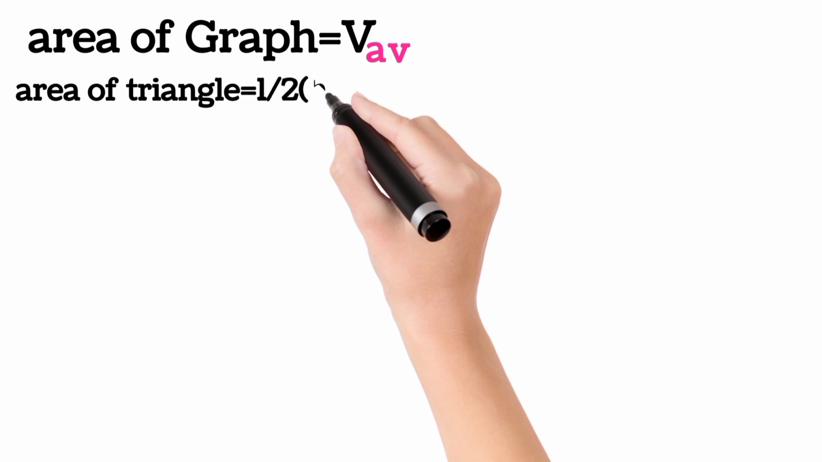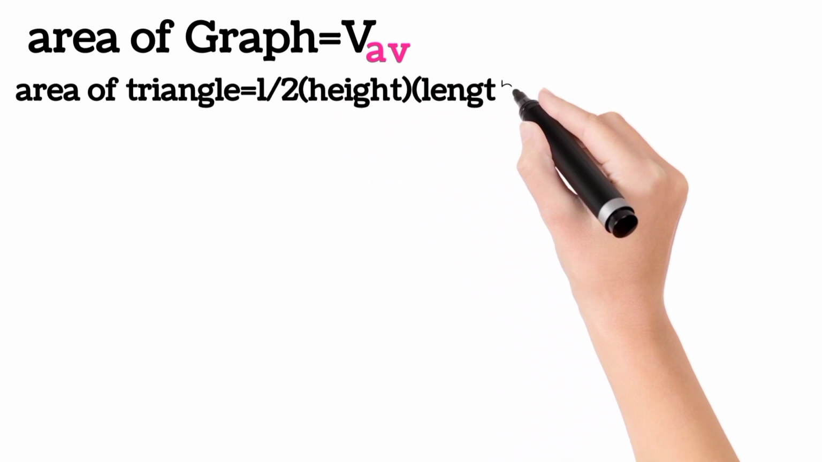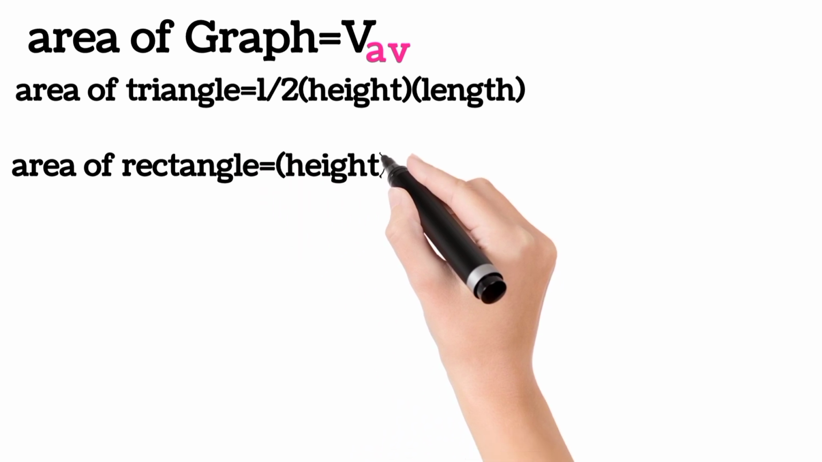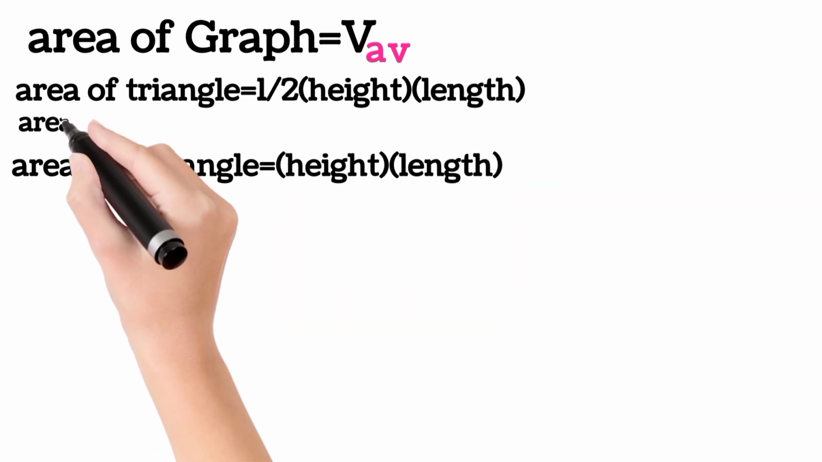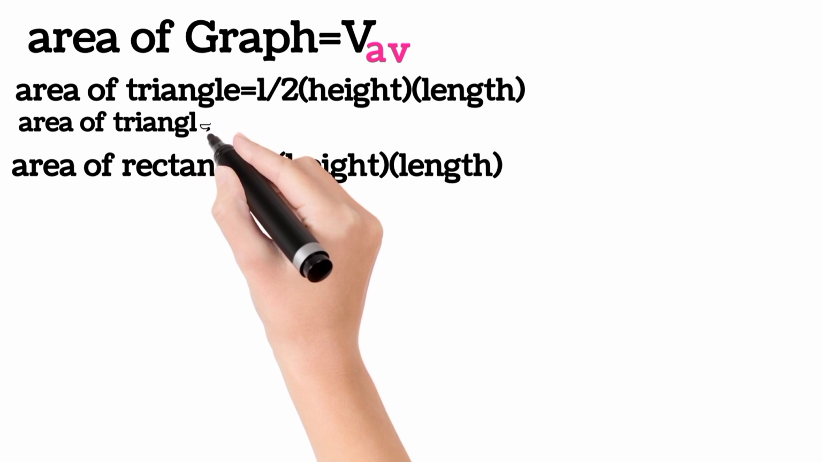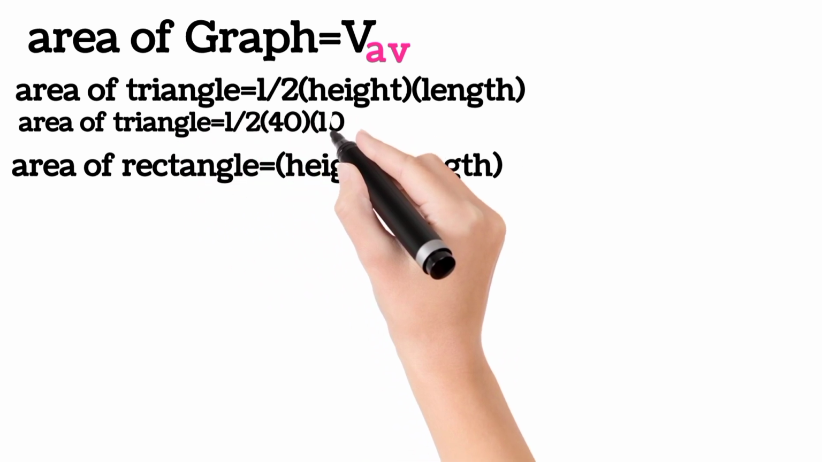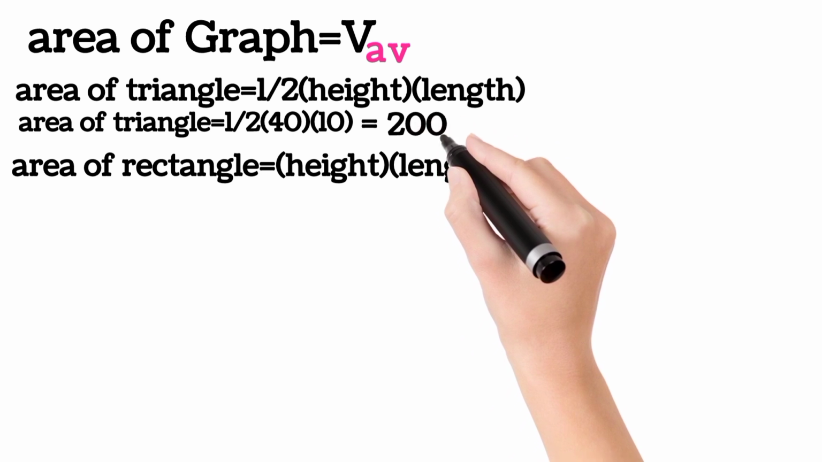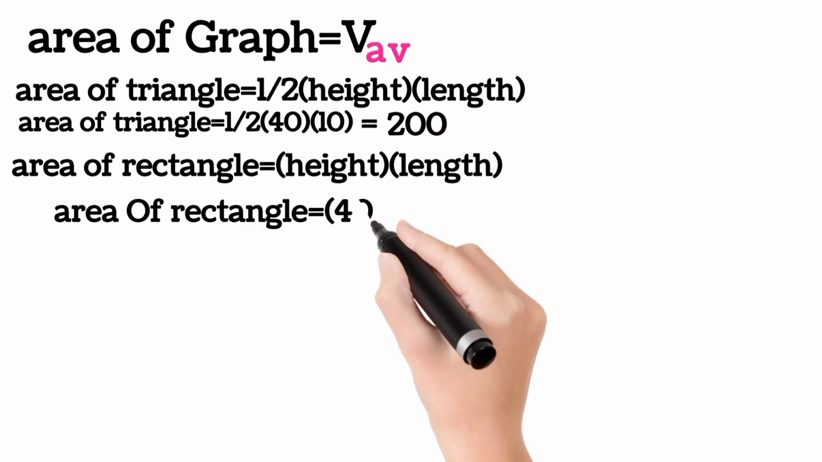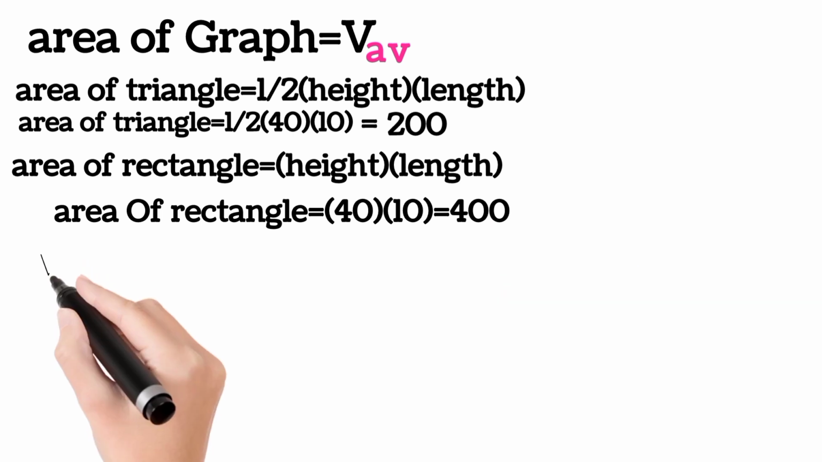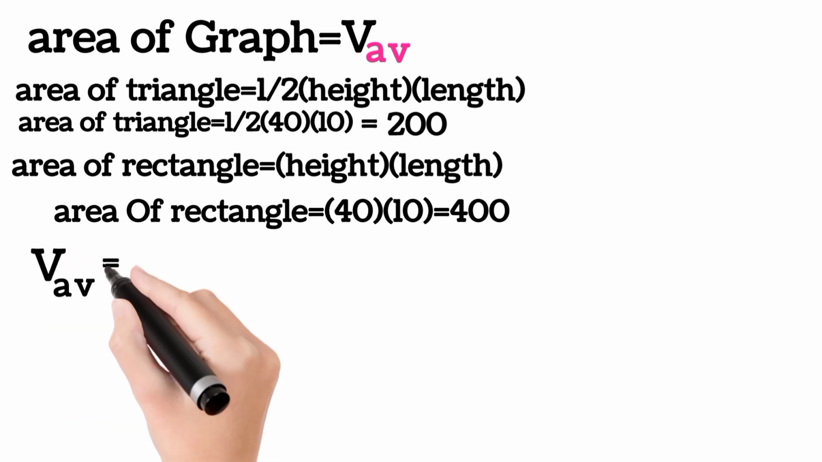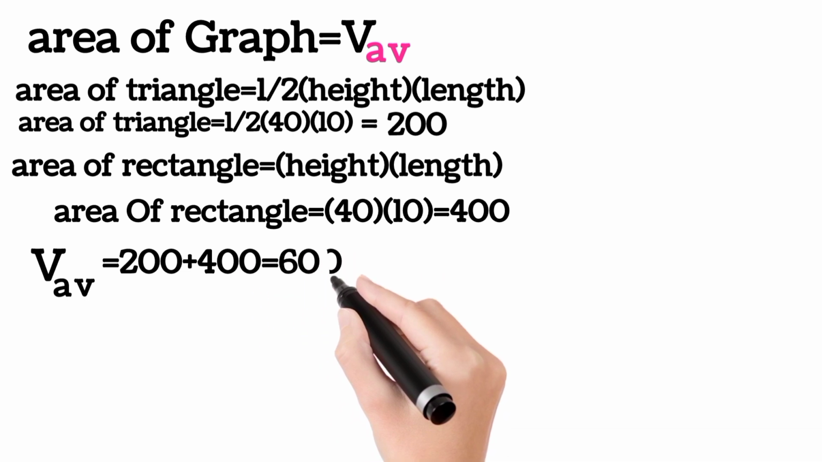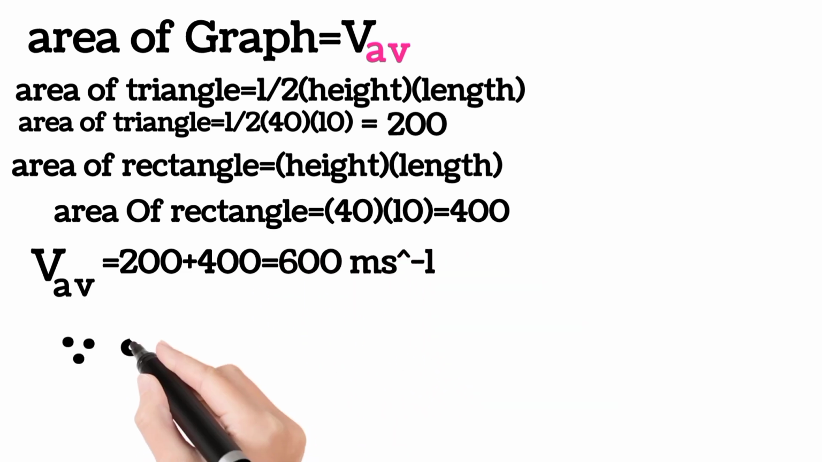Then calculating the area of the triangle, which is equal to 1 by 2 height into length, and the area of the rectangle is equal to height into length. If we replace the values, then the area of the triangle is equal to 1 by 2 into 40 into 10, which is equal to 200. And the area of the rectangle is equal to 40 into 10, which is equal to 400. The average velocity is equal to 200 plus 400, which is 600 meter per second.